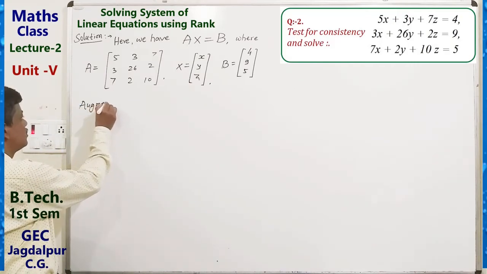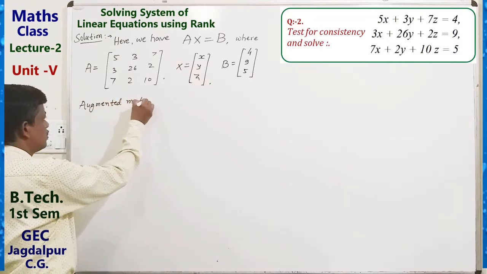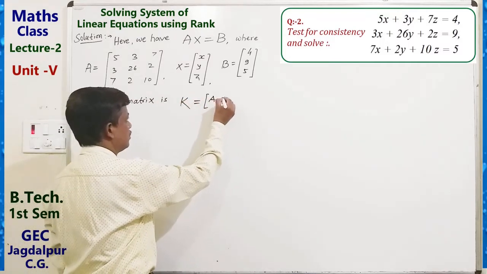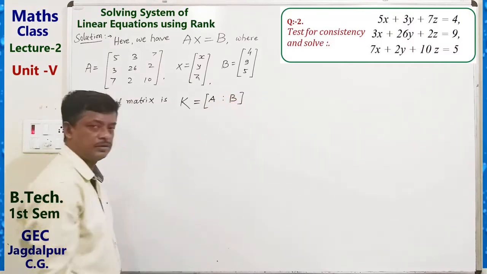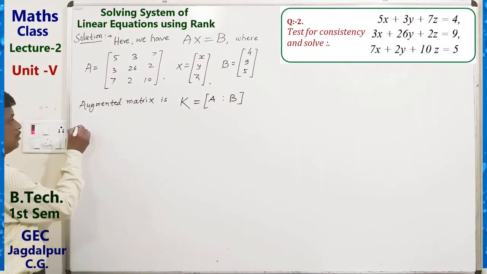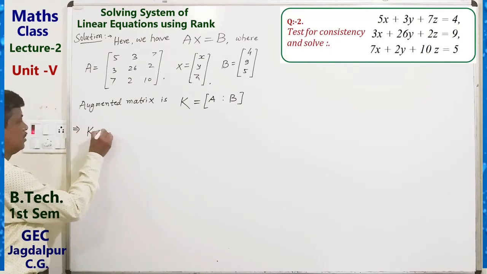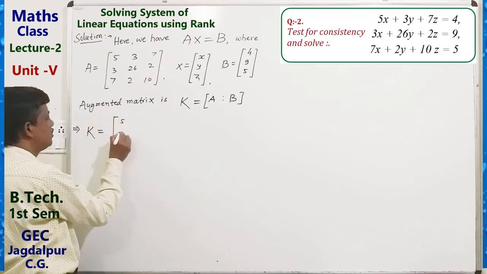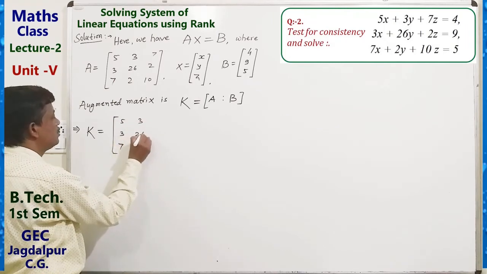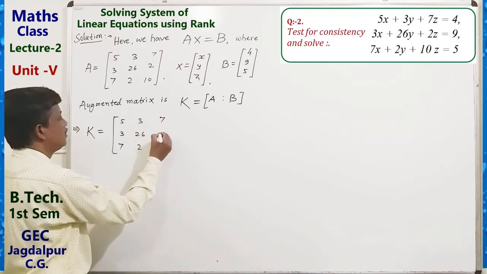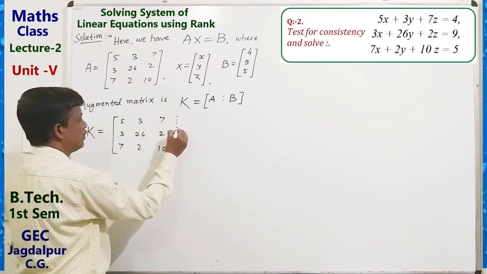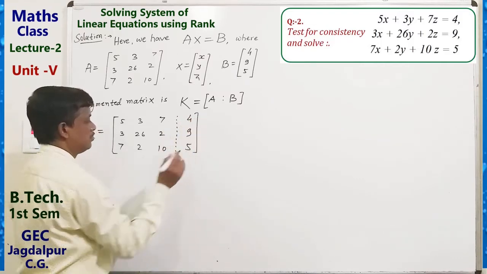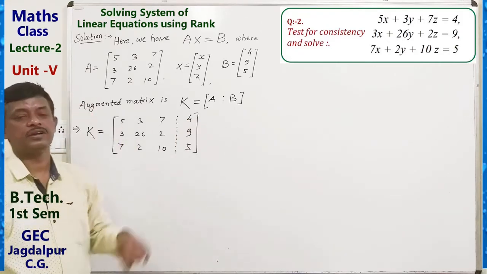The augmented matrix is K equals [A B]. This implies K equals, just write one by one, 5, 3, 7, 4; 3, 26, 2, 9; 7, 2, 10, 5. Now we have to convert it into upper triangular form.